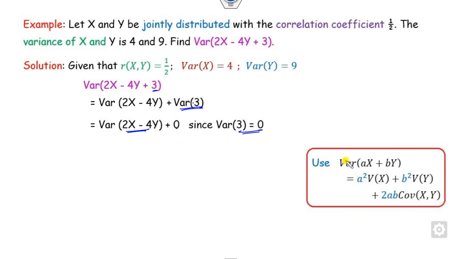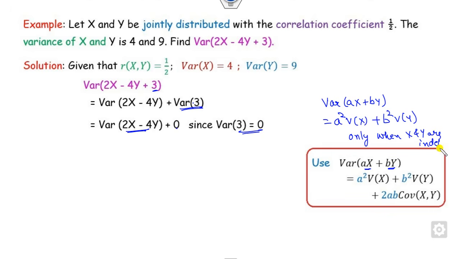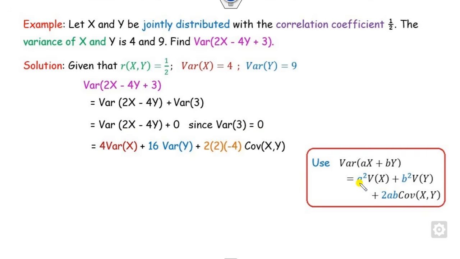Now I can apply the rule of variance of aX plus bY. Remember, variance of aX plus bY is a square variance of X plus b square variance of Y only when X and Y are independent, but here in the given statement they are not stating that they are independent. So we have to apply plus 2ab covariance here. Here a is 2 and b is minus 4. You can substitute the value here. What is the variance of X? It is 4. Variance of Y is 9.